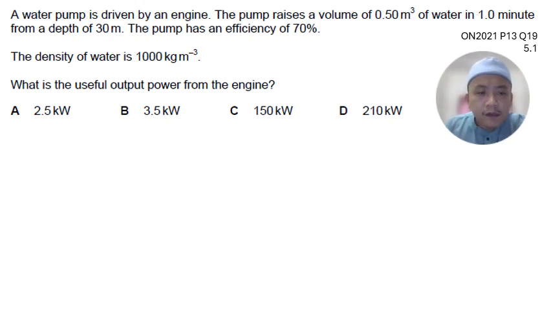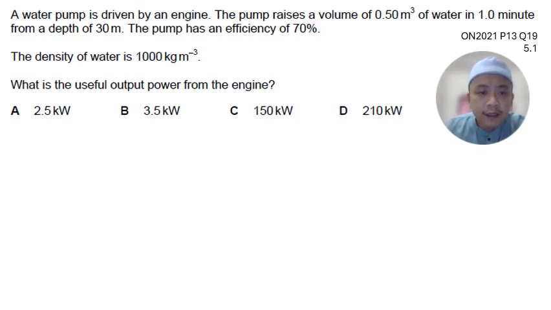Hello there. We have an efficiency question here. A water pump is driven by an engine. The pump raises a volume of 0.5 meter cubes of water in 1 minute from a depth of 30 meters. The pump has an efficiency of 70%.